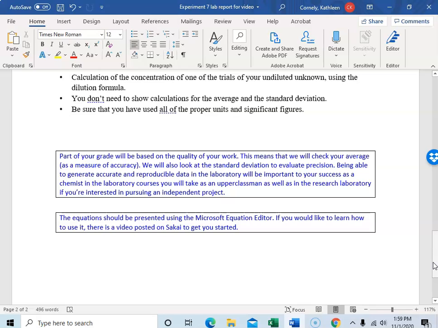I'd like to encourage all of you to present your sample calculations using the Microsoft Equation Editor. I think most people are doing that, but if you haven't learned how, that's a skill that we'd like you to have. There is a video on Sakai that explains how you should use the Microsoft Equation Editor.